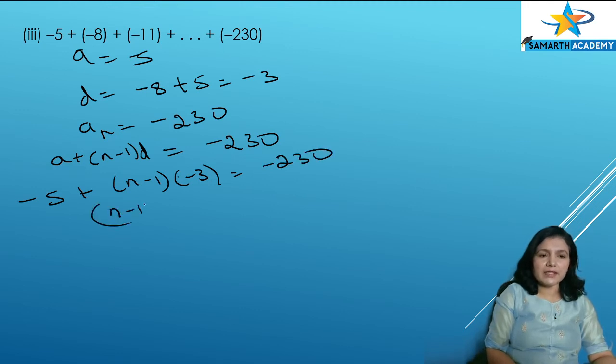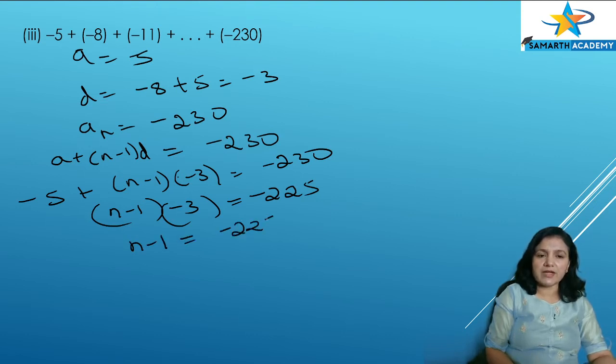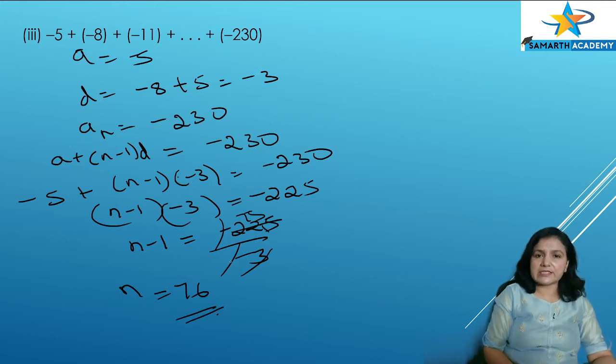(n minus 1) into minus 3. Send minus 5 that side, it becomes minus 230 plus 5, which is minus 225. Divide both sides by minus 3: n minus 1 is equal to minus 225 divided by minus 3. Minus and minus get cancelled. 3 twos are 6, 3 sevens are 21, 1 remains, 15, 3 fives are 15. So n minus 1 is equal to 75, hence n is equal to 75 plus 1, which is 76.